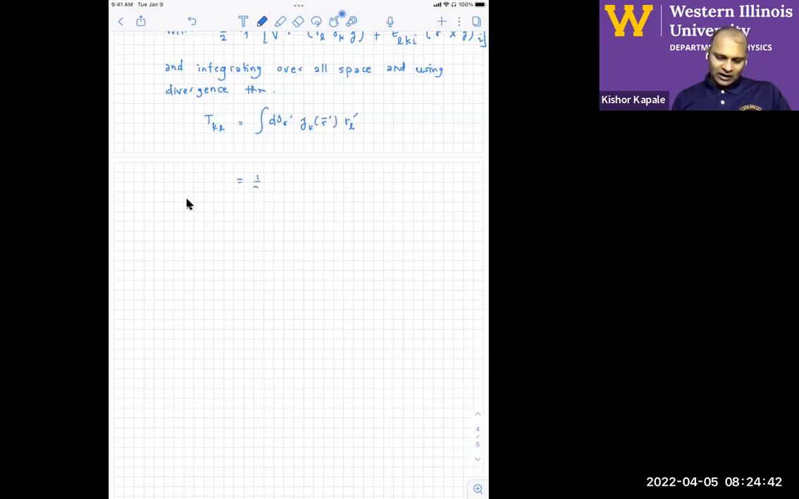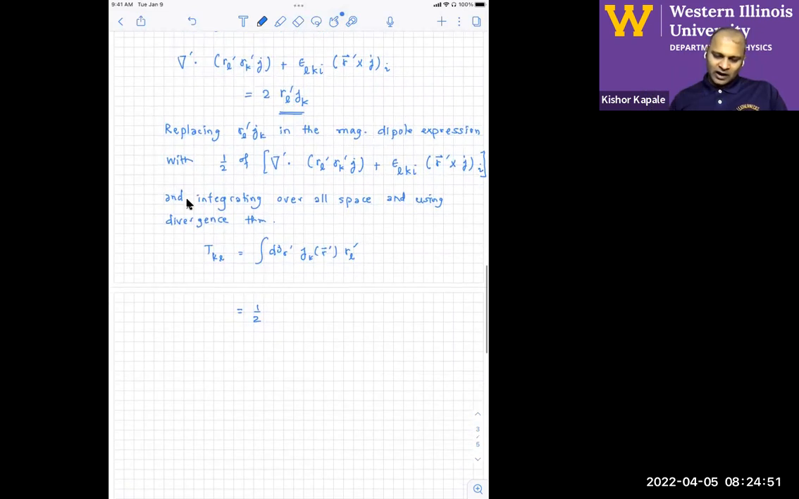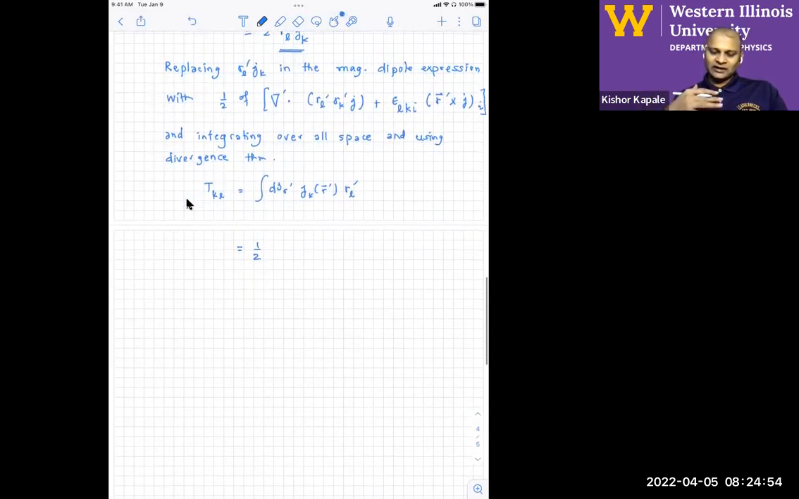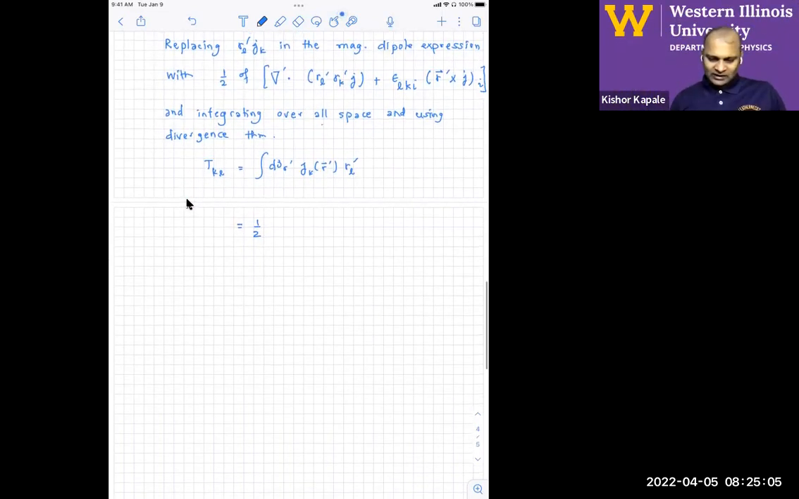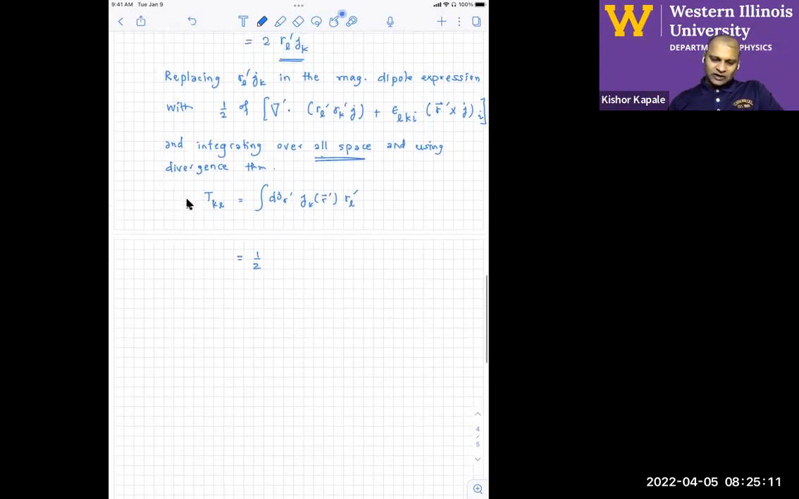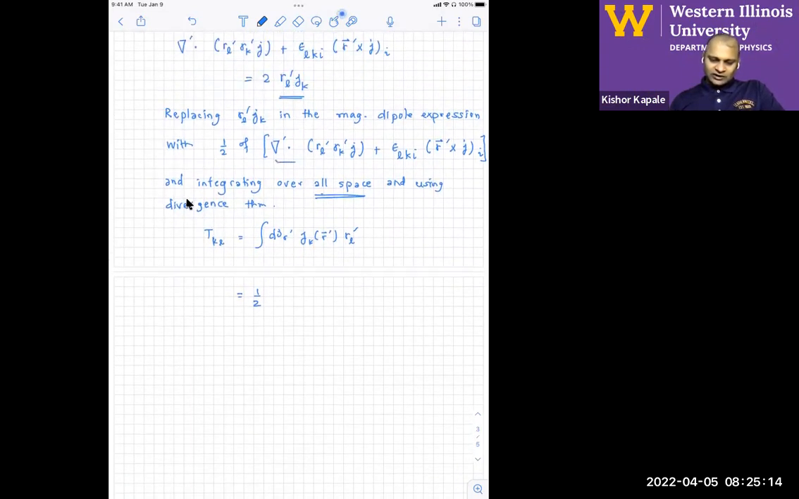We get this equal to half. The divergence term integral, again, is going to go to 0. The divergence of r_L' r_K' J, when you integrate that, you replace the volume integral of a divergence by a surface integral, and the surface is at infinity because the integration is over all space. And so the divergence term goes away. So out of these two terms, the volume integral of this vanishes.